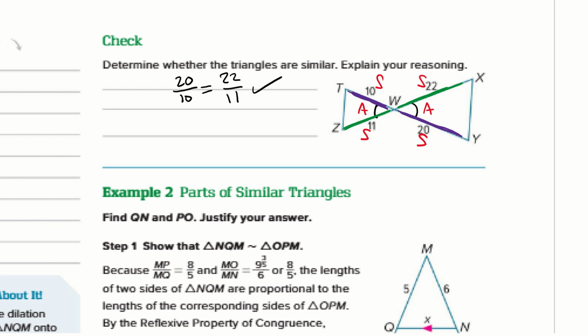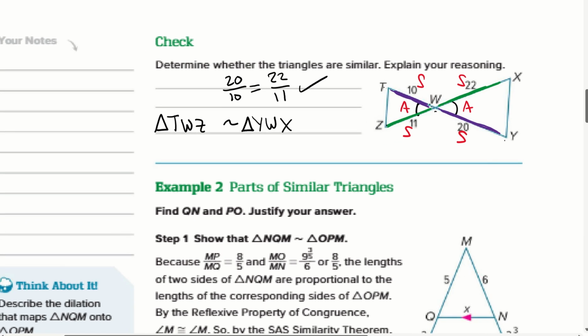Okay, so we're going to say triangle TWZ is similar to triangle... now we've got to match these up. So TWZ. We know that TW matches up with YW, so it has to be YW, and it helps that I color coded it. Then YWX here, and then TWZ. All right, so they're similar by the SAS similarity theorem.